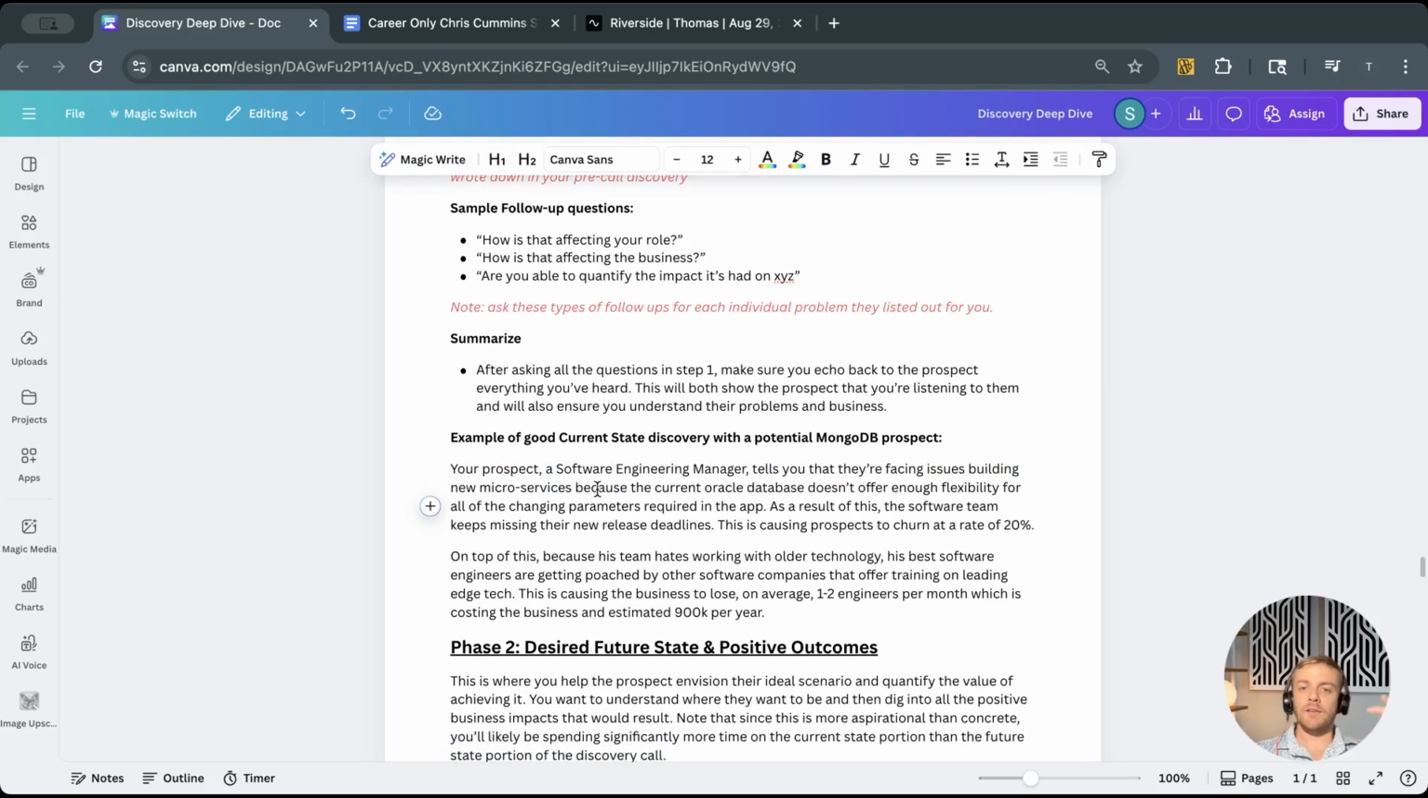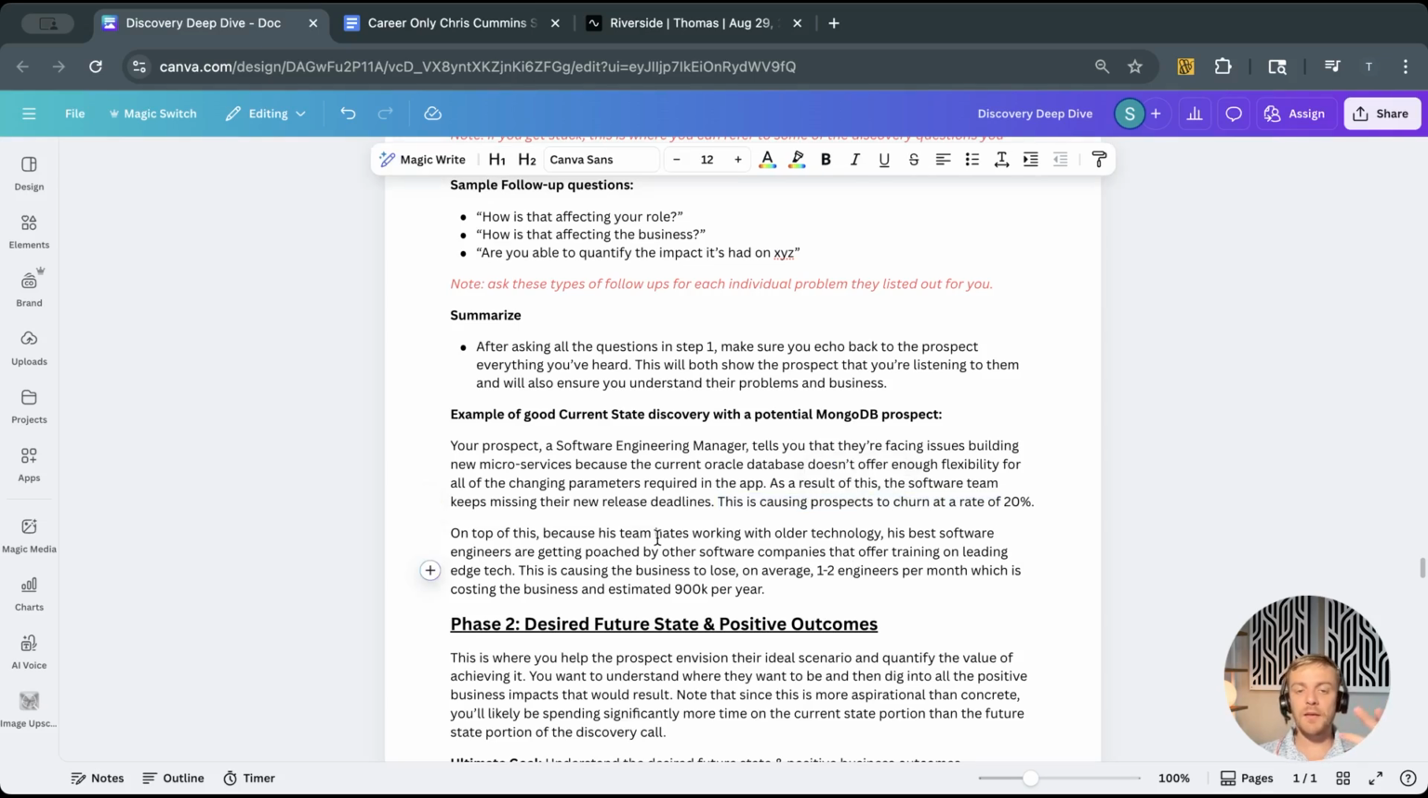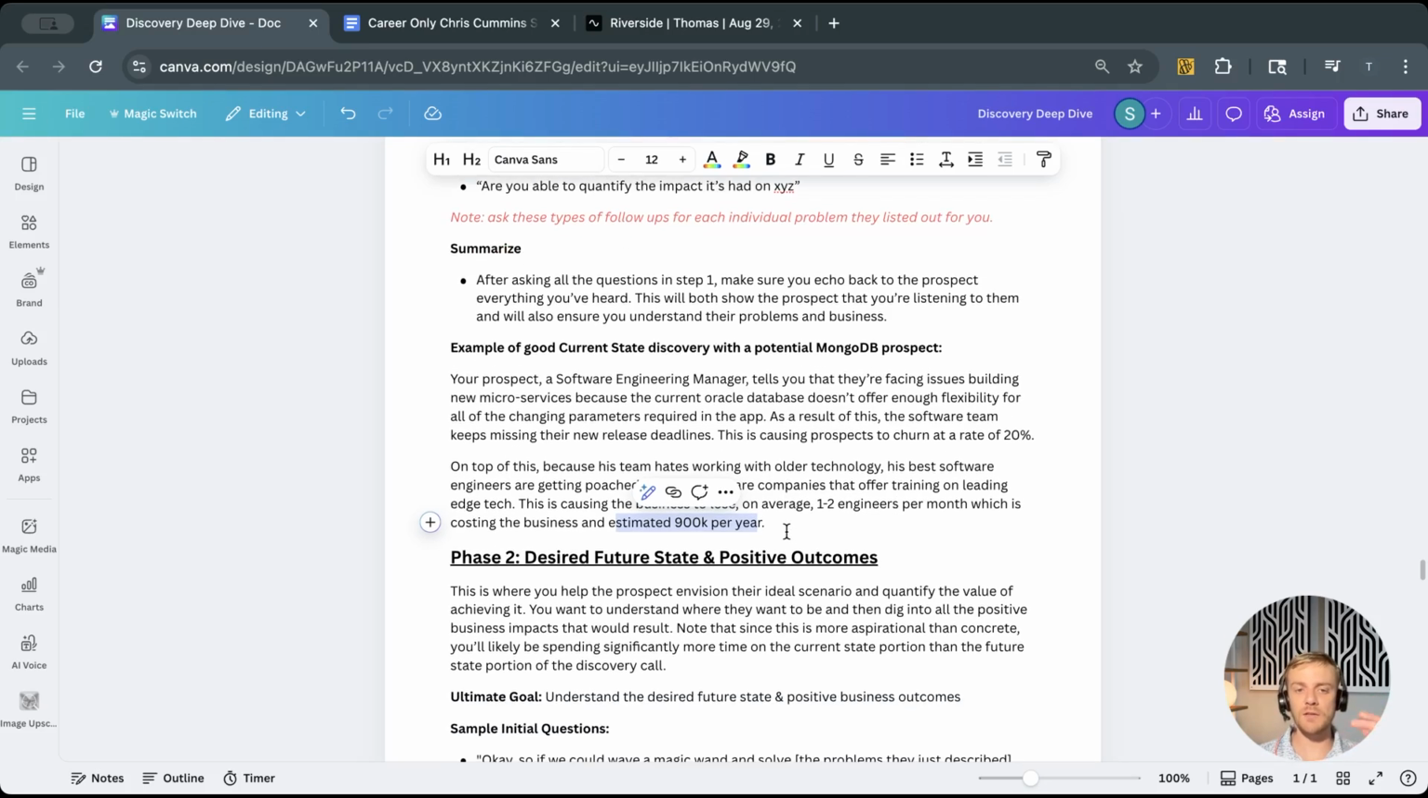So in an ideal situation, you're talking to a software engineer and they tell you they're having issues building new microservices because their current database doesn't offer enough flexibility. And then through your follow-up questions, you've learned that they keep missing new release deadlines. And so they're losing prospects at a rate of 20% on the software platform that they're trying to build. And on top of this, because the software engineering manager's team hates working with older technology, the best engineers are leaving to better companies. And so they're losing 1 to 2 average engineers per month, which is costing the business 900,000 per year. Okay, so that's of course ideal, and that just like boom, then you have negative consequences, and you can build a pretty strong business case just off of that.